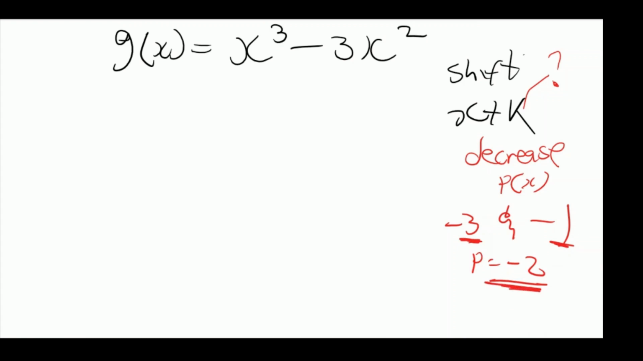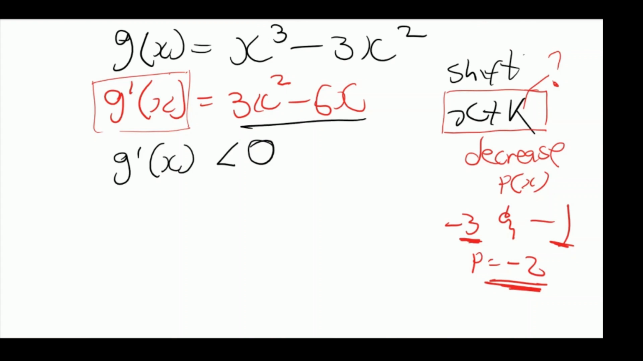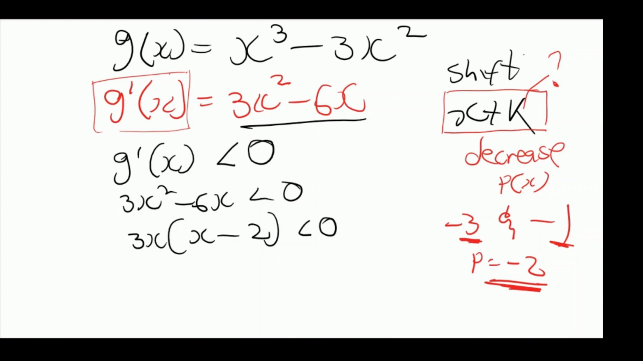So we need to first find the derivative of this function to identify the value of x. Why am I identifying the value of x? So that it's going to be equated to this expression here. To derive this, you're going to have 3x squared minus 6x. Remember that we are told that the gradient is decreasing. So if the gradient is decreasing, it means that g prime of x must be less than 0, right? So it's going to be 3x squared minus 6x less than 0. Then you factorize, and it's going to be 3x into x minus 2 less than 0.